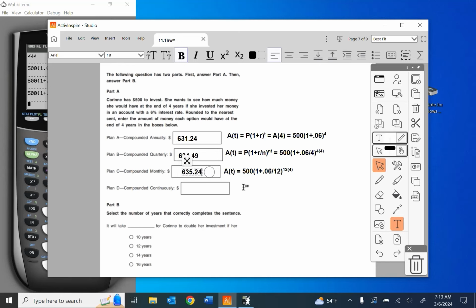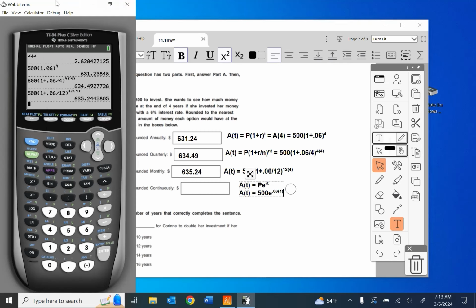Then we have compounded continuously. That's a different formula. That's A sub t equals P e to the rt. So the principal is still 500. We have the letter e. The rate's 0.06 and the time is 4 years, and I just push buttons.